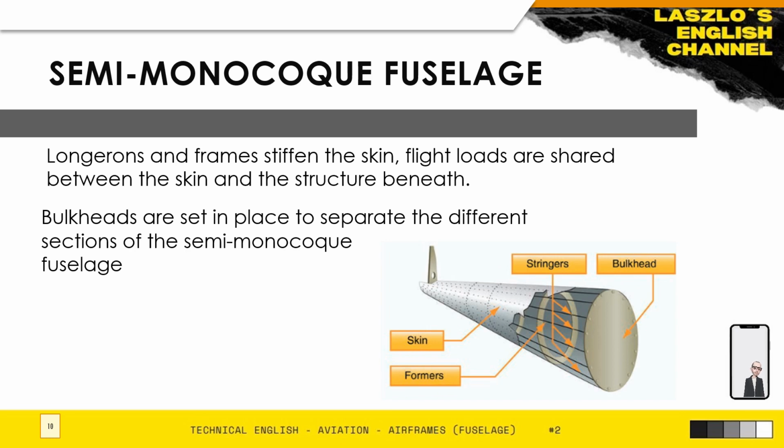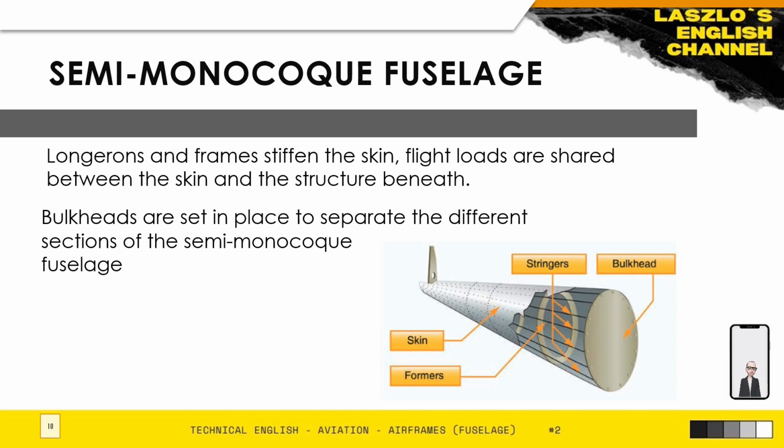Okay, there are bulkheads set in place to separate the different sections of the semi-monocoque fuselage, for instance, between the engine compartment and the passenger compartment. The bulkheads have the same basic shape as the frames or the formers, but almost completely so the bulkhead completely isolates one compartment from the other. However, holes have to be made in the bulkhead, and these allow control fittings, pipework and electrical cables to pass through the length of the fuselage.